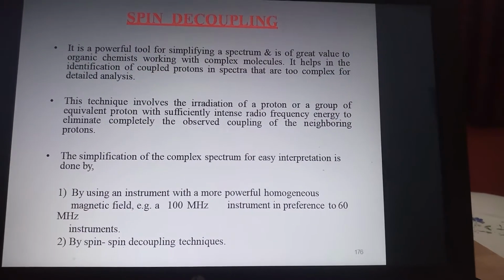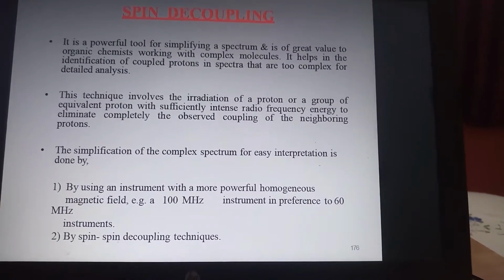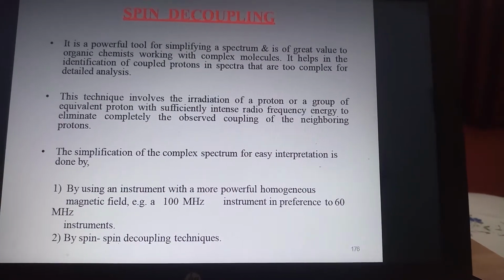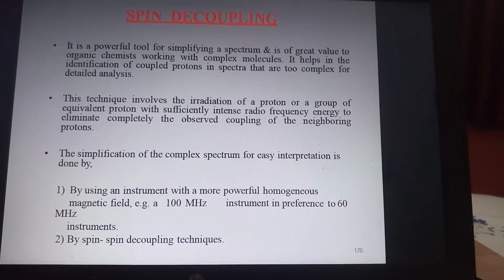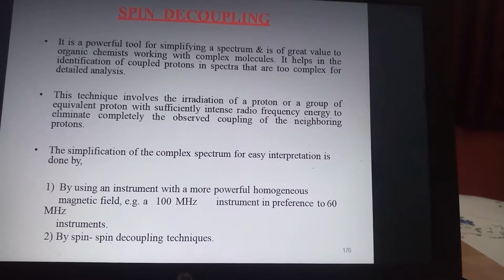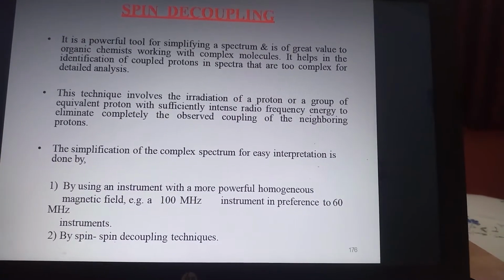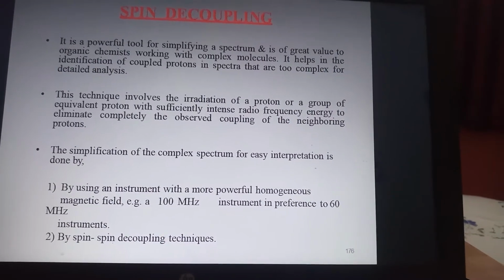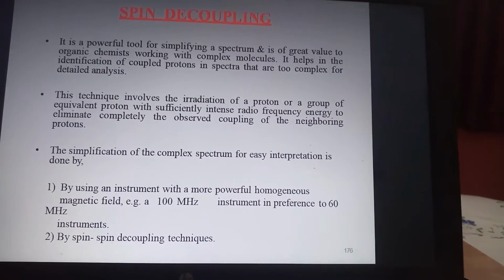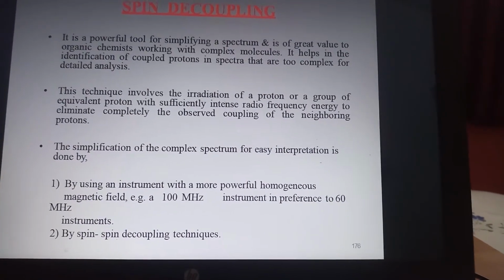Now, if there is a lot of splitting, sometimes it is difficult to identify each one of them. So for that reason, there are some procedures to minimize the coupling pattern, and to isolate or identify each proton. One procedure is spin decoupling.